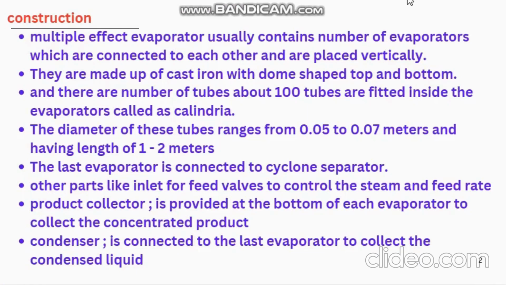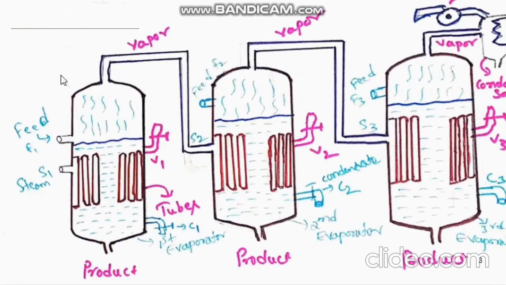Construction of multiple effect evaporator. A multiple effect evaporator usually contains a number of evaporators, usually 3 or 5. In this diagram we can see there are 3 evaporators which are connected to each other and placed vertically.